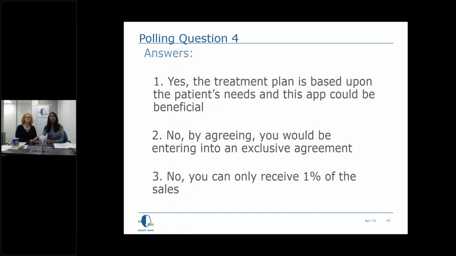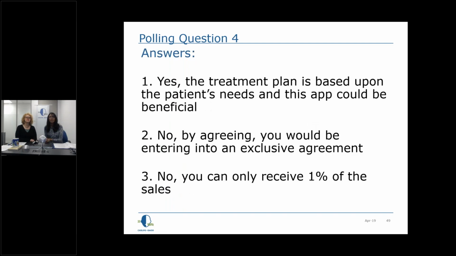So your options are: one, yes, the treatment plan is based upon the patient's needs and this app could be beneficial. Two, no, by agreeing, you would be entering into an exclusive agreement. Or three, no, you can only receive 1% of sales, which is more nominal, and that would be acceptable.